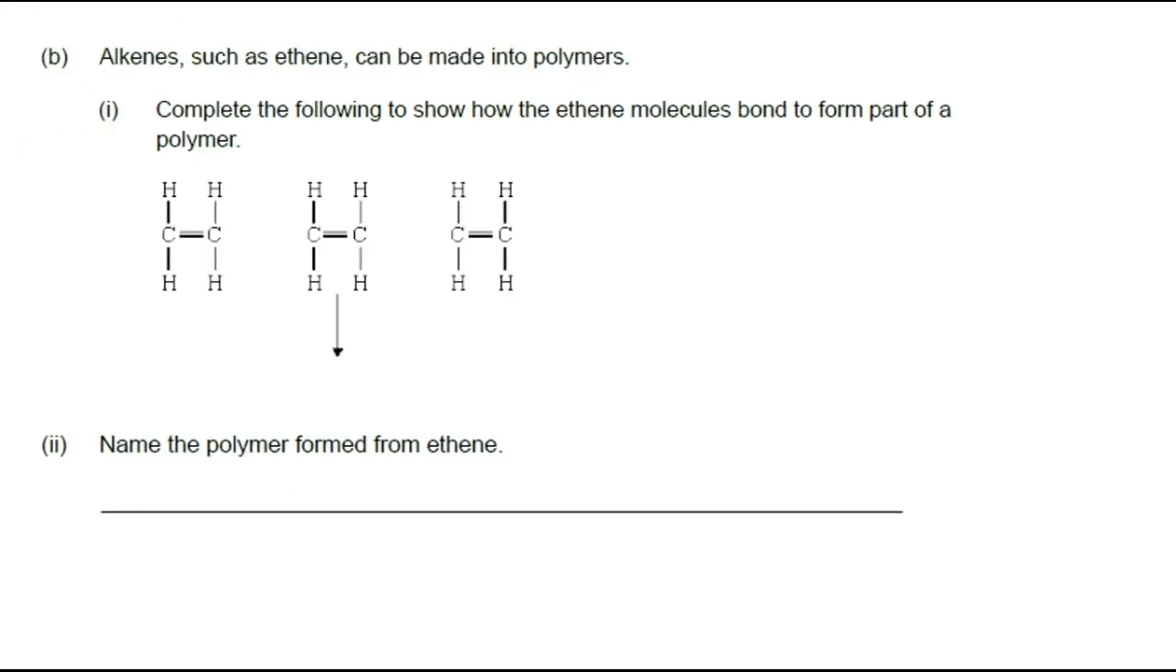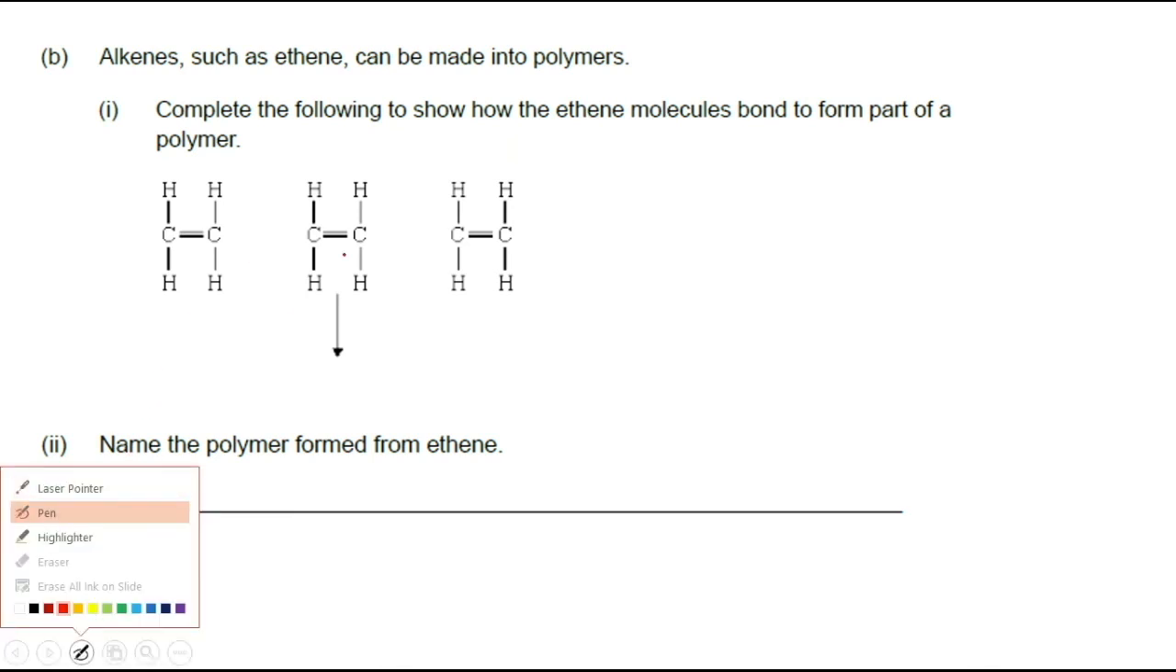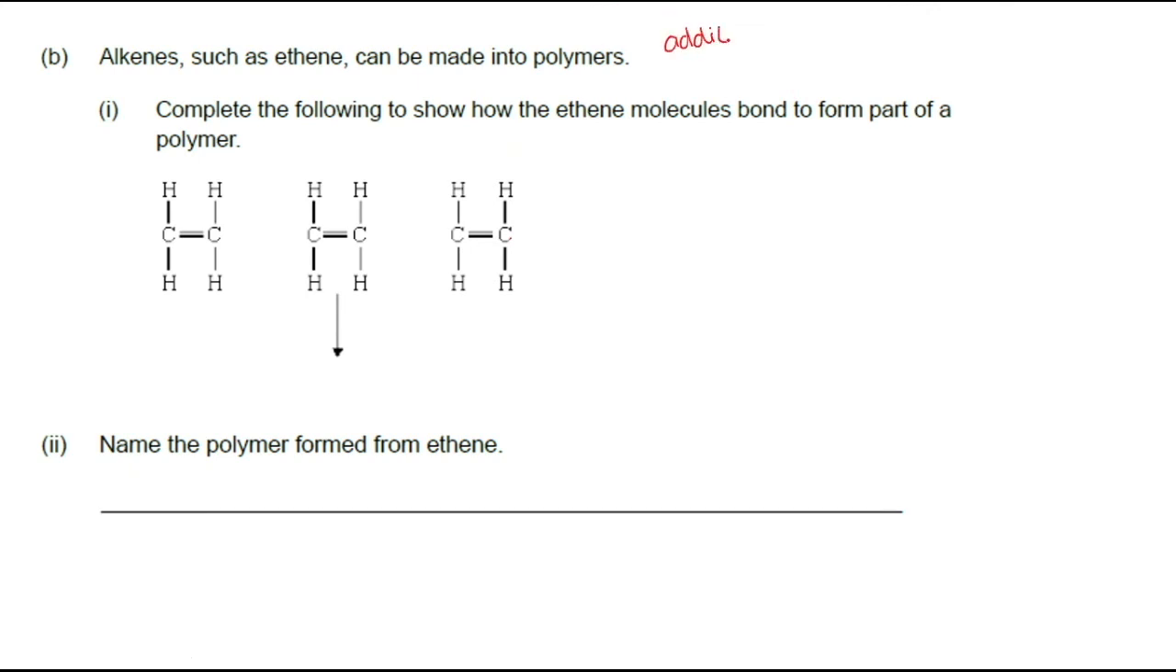Alkenes such as ethene can be made into polymers. Complete the following to show how the ethene molecules bond to form part of the polymer. So this is why we're going to go through lots and lots of exam questions, to be able to reinforce that knowledge. Remember, this is an addition polymerization. And I told you very well that the only thing we need to do is break up this double bond. Everything else stays the same.